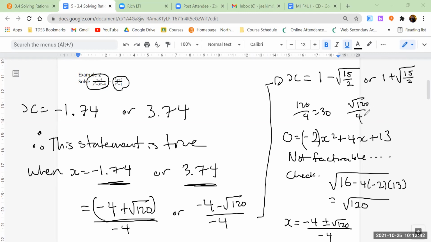If you're thinking that root 120 over 4 is the same as root 30, oh boy, everyone, you can't get this twisted at this point. Root 120 over 4 doesn't mean this.